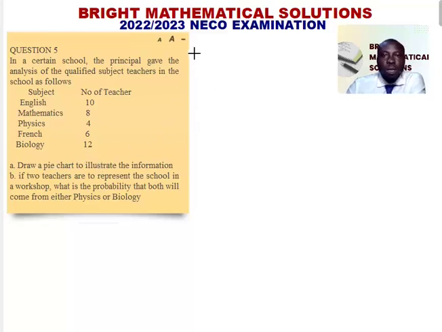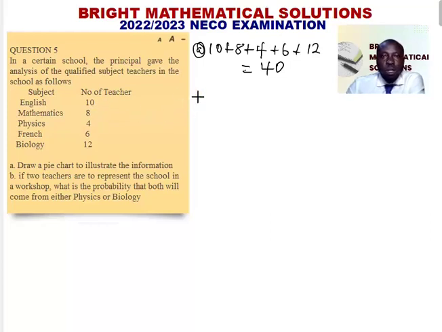Now, before we can draw a pie chart, we must get the total number of the teachers. And that will give us 10 plus 8 plus 4 plus 6 plus 12. So this gives us 40. Now, we are going to get the percentage of that each of the subjects represents.